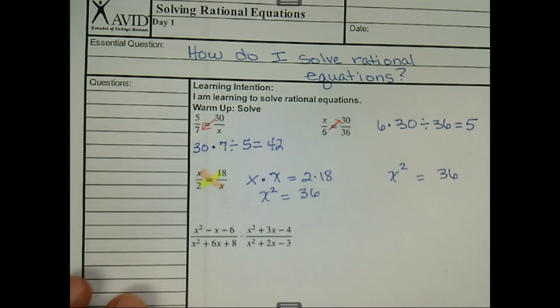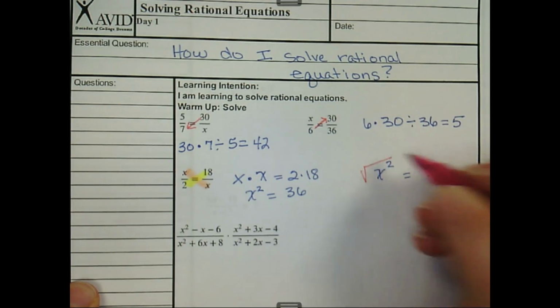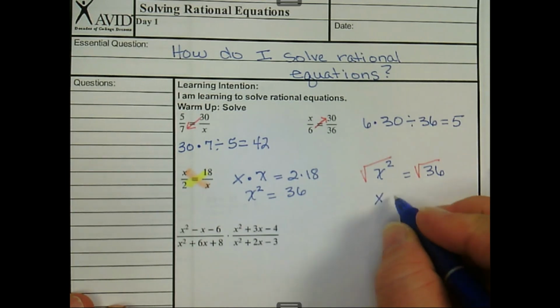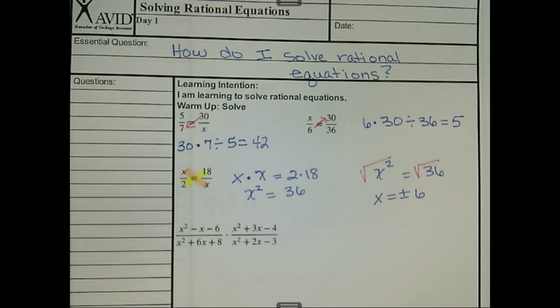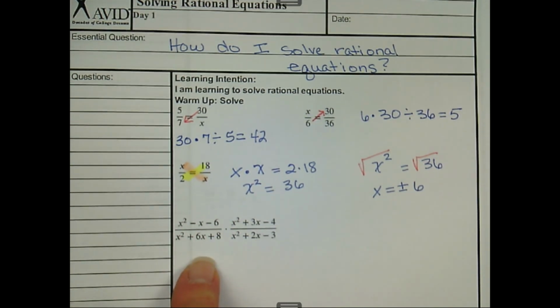What is the opposite of squaring? Square rooting. So x is equal to positive or negative 6. So looking at that, the cross multiplication is what we use to solve rational equations. So let's go into the next one. The next one is also review. How do we simplify? Well, we've got to factor everything.